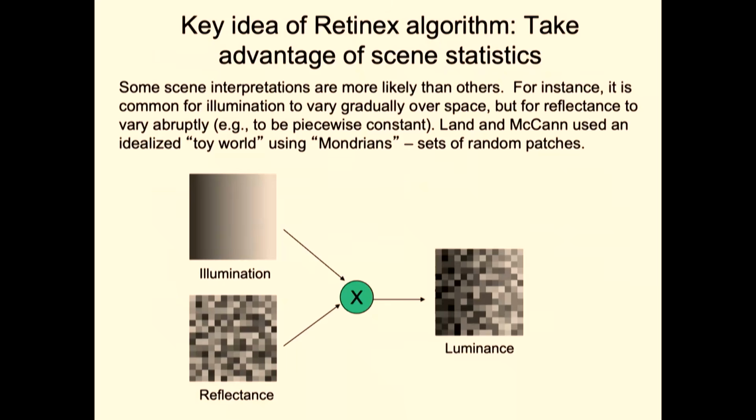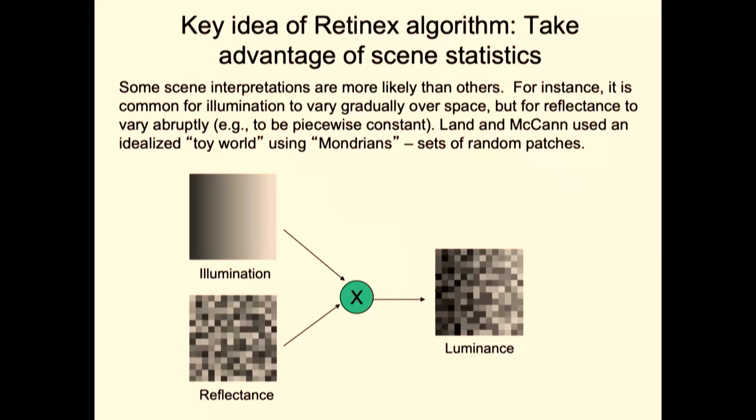So the key idea of the Retinex algorithm or theory is to take advantage of regularities in the world, i.e. scene statistics. Okay? And so the notion here is that some scene interpretations, so sort of explanations of images, are more likely than others. Right? And so the proposal that Land and his collaborator McCann made was that it's common for illumination to vary gradually over space, right? Like with distance from a light source.